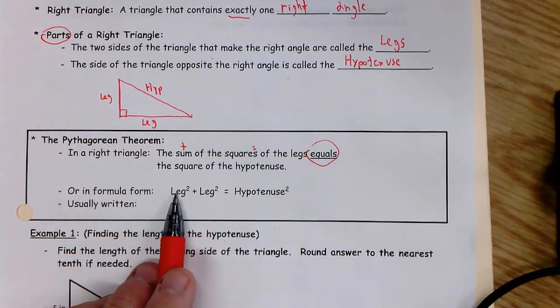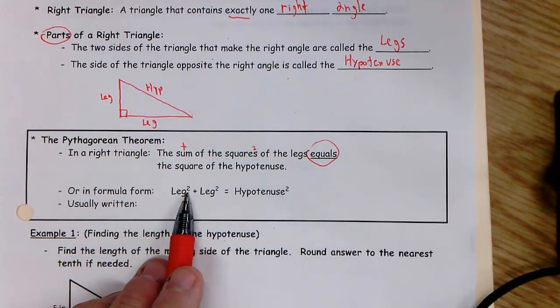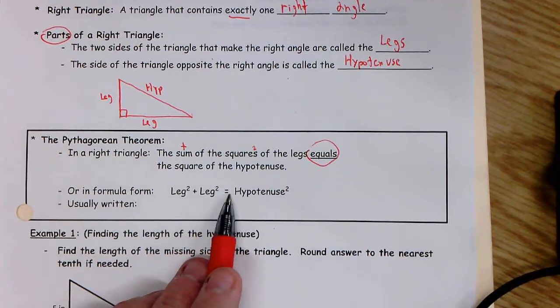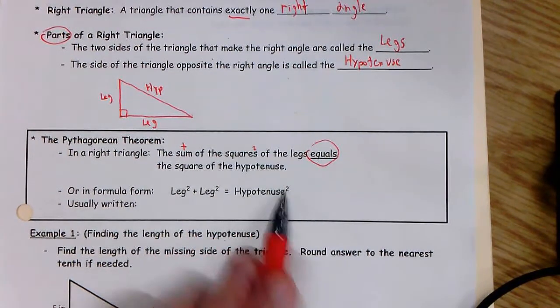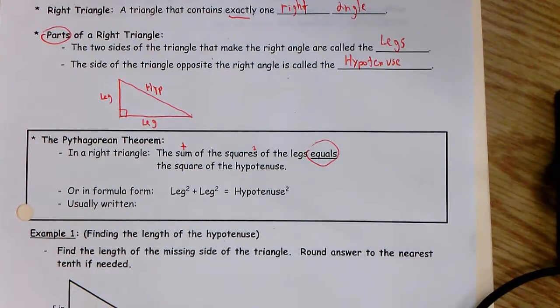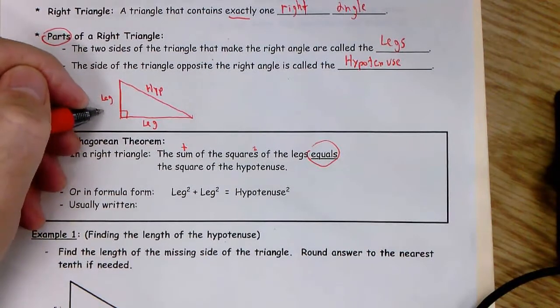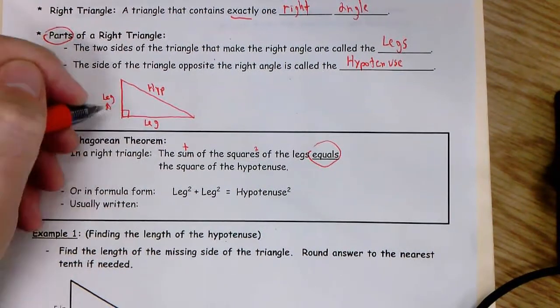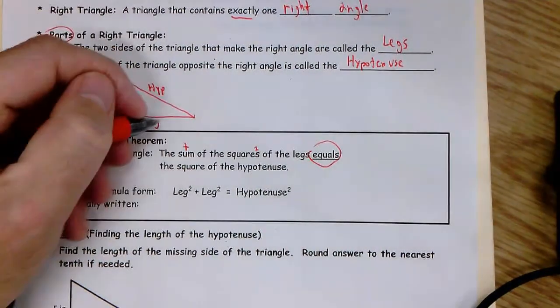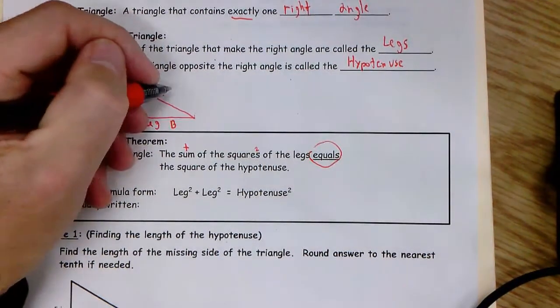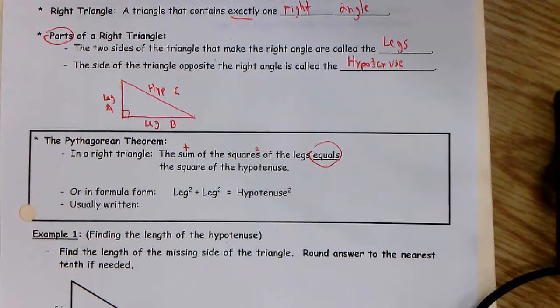That means that if I take the length of one leg and square it, plus the length of the other leg and square it, that will equal the length of the hypotenuse squared. Now usually in math, they put letters in for these. All right? They call one leg A, and they call one leg B. And it does not matter which leg is leg A and which leg is leg B. And they usually call the hypotenuse side C.